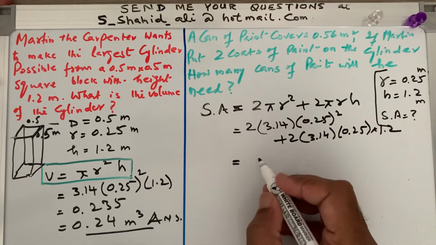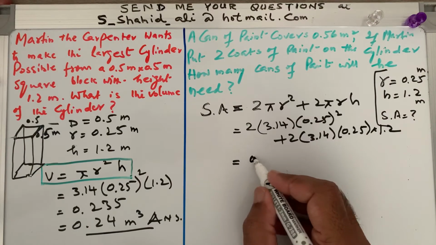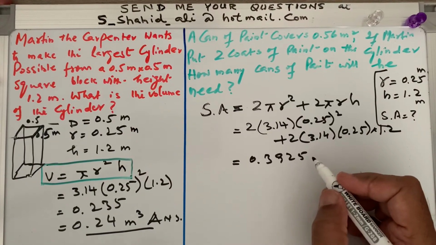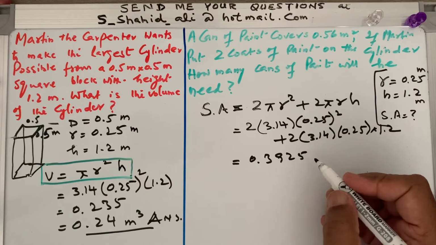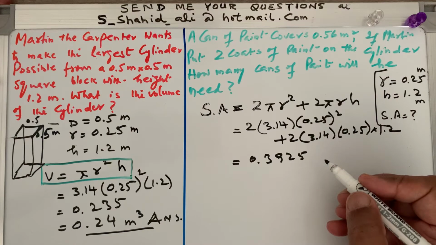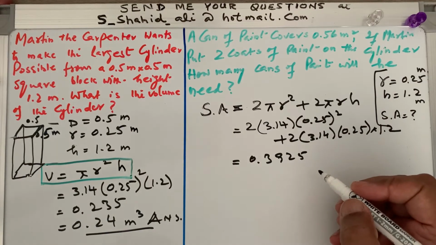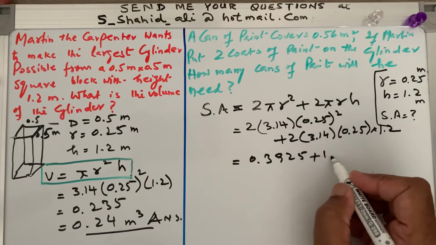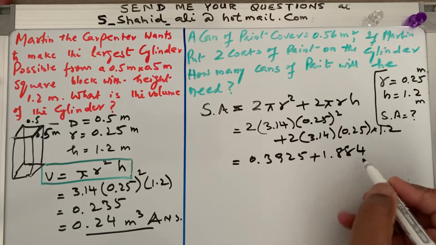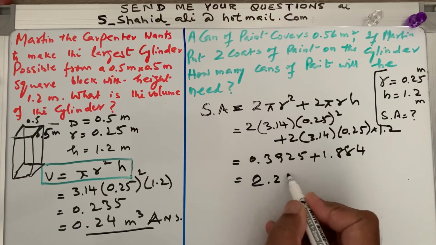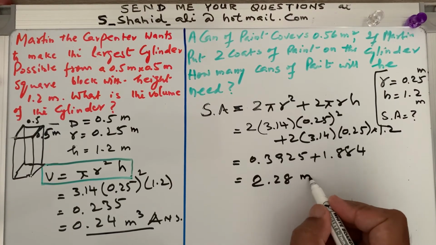So the first thing will be 0.3925, and then the second thing, and we can add them together to get the surface area, which is 2.28 plus 1.884, and if we add them together we get 2.28 meter square.